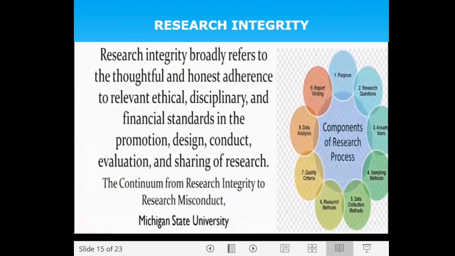So, what do you mean by integrity? Research integrity broadly refers to the honest and thoughtful adherence to relevant ethical, disciplinary and financial standards in promoting the design, conduct, evaluation and sharing of research. You should provide all the information. Yes, I have obtained permission from them. I am using the questionnaire of another study, so I got permission from this author. All the information you have to disclose. That is the integrity. And this funding agency helped me by providing funding for my research. You have to disclose all the details. That is research integrity.